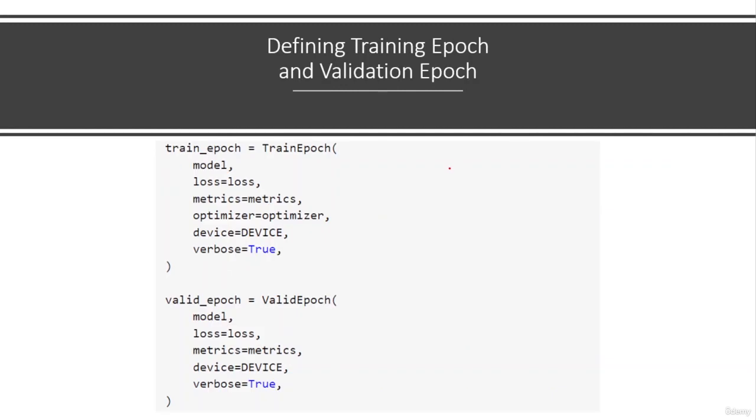After defining the dataset and data loader, now we will define the training epoch and validation epoch. In the training epoch, we will pass the model that we have already defined, the loss function that we have already defined, the metrics we have already defined, the optimizer we have already defined, and also the device, meaning the GPU or CPU. Also verbose is equal to true to display detailed information. Similarly, in the validation epoch, we have passed the same parameters.